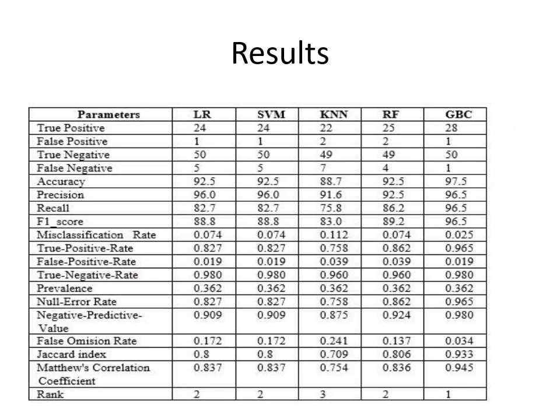Results. So these are the results. The parameters are true positive, false positive, true negative, false negative, accuracy, precision, recall, F1 score, misclassification rate, true positive rate, false positive rate, true negative rate, prevalence, null error rate, negative predictive value, false omission rate, Jaccard index, Matthews correlation coefficient, and based on all these factors, we give a rank.